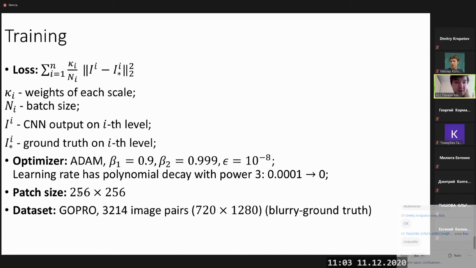They use Adam optimizer with polynomial decay with power 3 to get as accurate an extremum value as possible. The patch size is quite big. We use the GoPro set, and the size of the input image is 720 by 1280, and the patch size is quite big, I suppose.